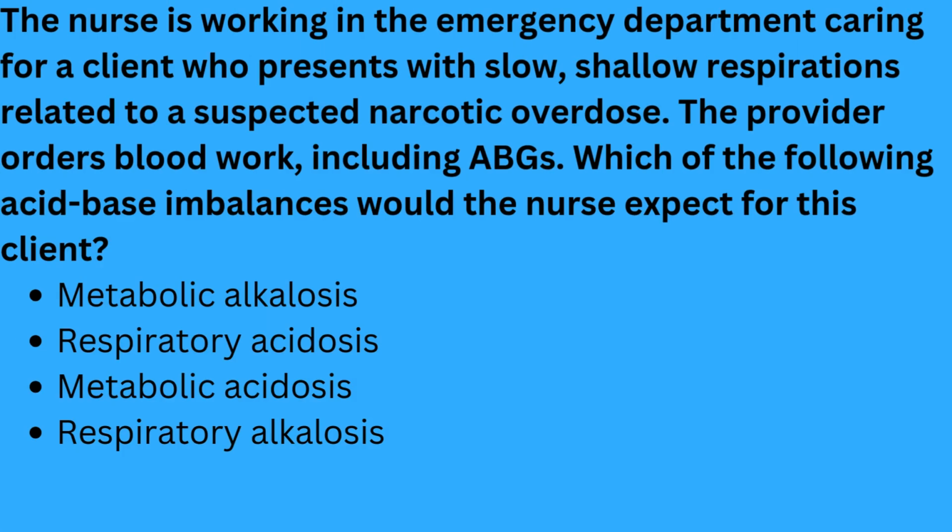The nurse is working in the emergency department caring for a client who presents with slow, shallow respirations related to a suspected narcotic overdose. The provider orders blood work, including ABGs. Which of the following acid-base imbalances would the nurse expect for this client? Metabolic alkalosis, respiratory acidosis, metabolic acidosis, or respiratory alkalosis?